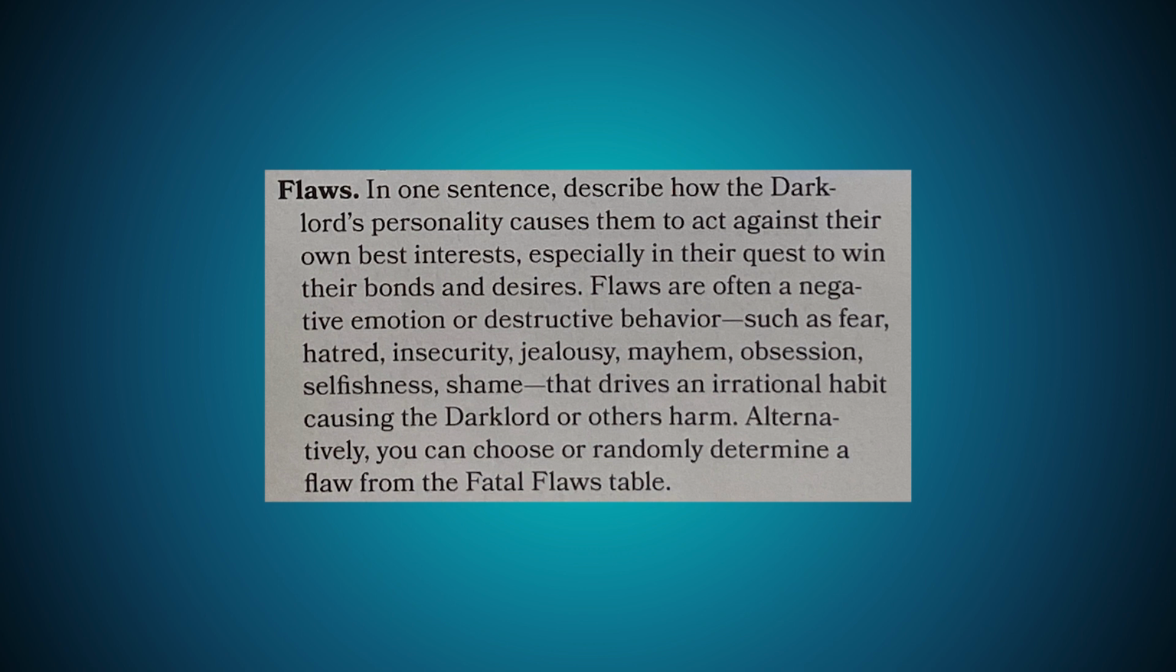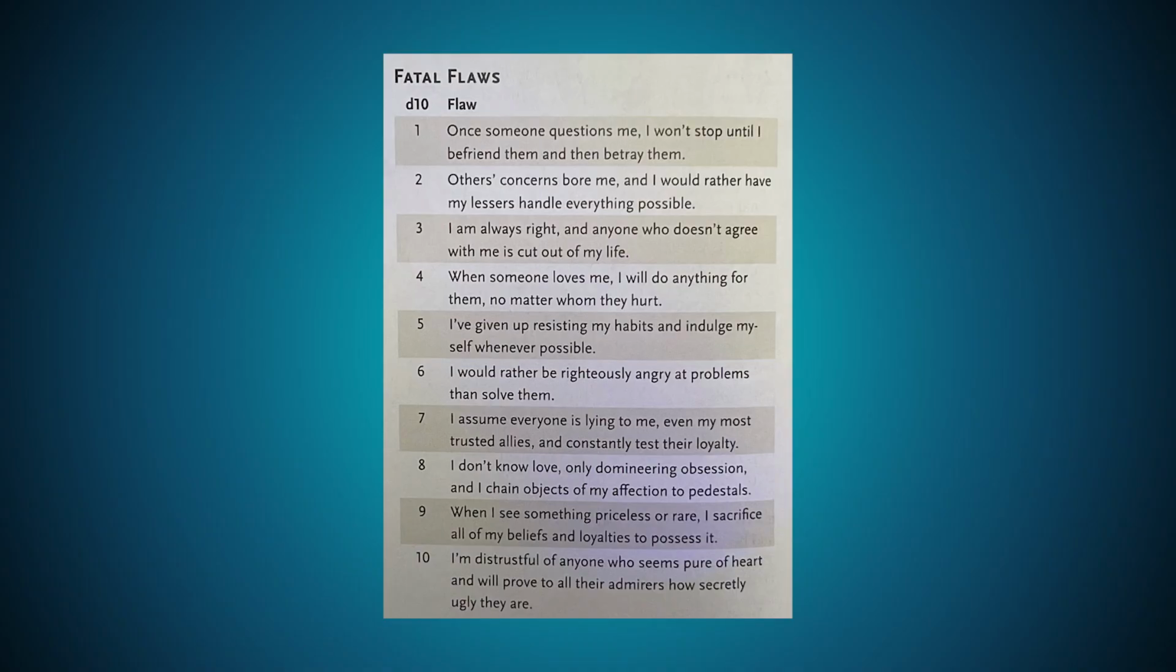Alternatively, you can choose to randomly determine a flaw from the Fatal Flaws table. The Fatal Flaw table is a D10. Once someone questions me, I won't stop until I befriend them and then betray them. Others' concerns bore me, and I would rather have my lessers handle everything possible. I am always right, and anyone who doesn't agree with me is cut out of my life. When someone loves me, I will do anything for them, no matter whom they hurt. I've given up resisting my habits and indulge myself whenever possible.